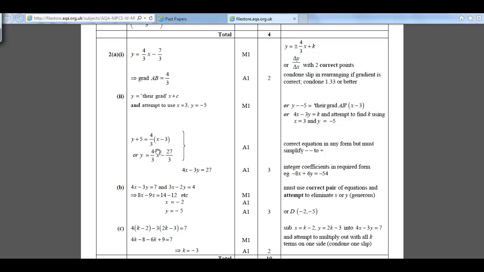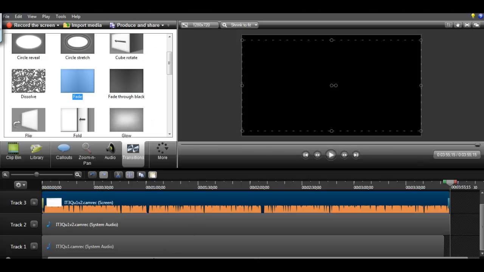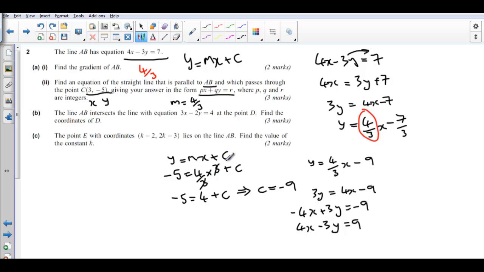There's our original version, so at that point we're on 2 marks, and then there's our final rearrangement. Integer coefficients in the required form, x's, y's, and a number, so long as they're any multiple of that, such as we had, the negative of it, that's allowed, but the positive of it is even better.